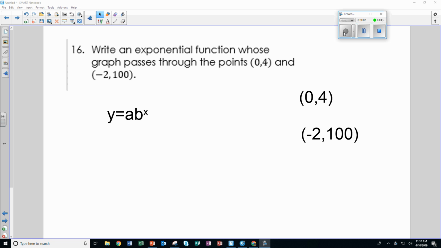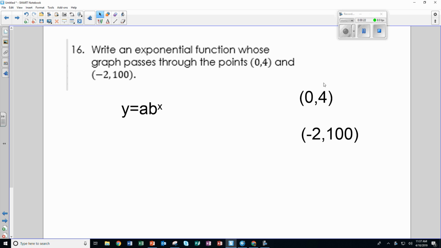Suppose we want to write an exponential function whose graph passes through the points (0, 4) and (-2, 100). All right, here again is our exponential equation there. And notice that we're given the points (0, 4) and (-2, 100).